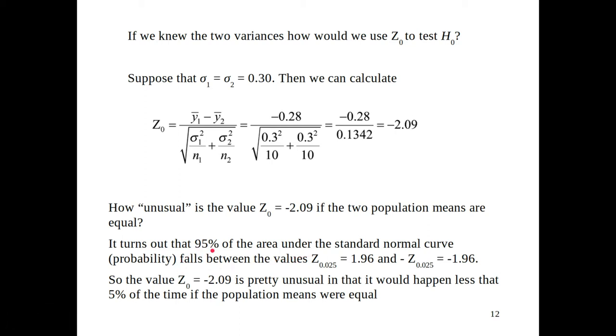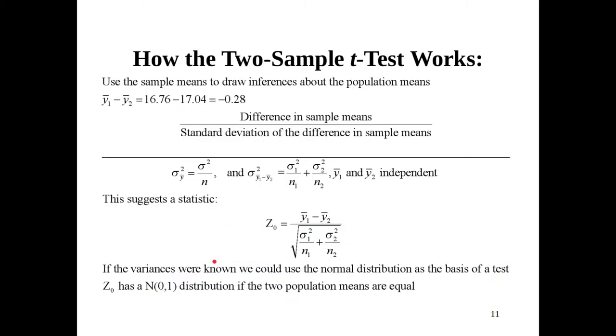It turns out that 95% of the area under the standard normal curve falls between the values that leave 0.025 in each tail. Now you will ask, where did this 0.025 come from? We generally use the 95% confidence interval. Another way to say that is, we use a significance level of 5%, or alpha is 0.05. Alpha is the significance level, 0.05.